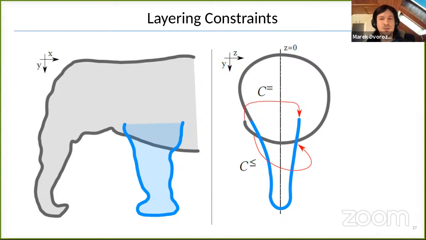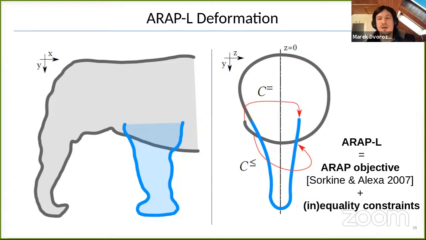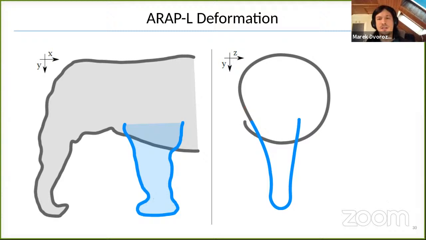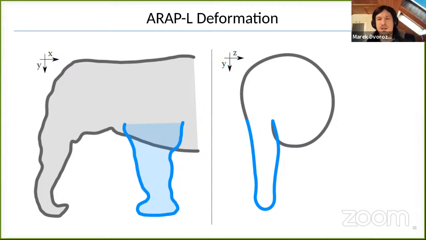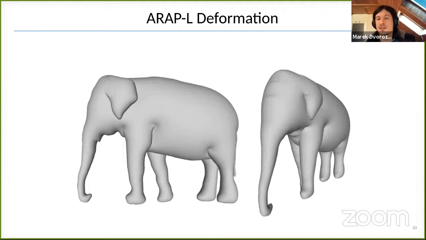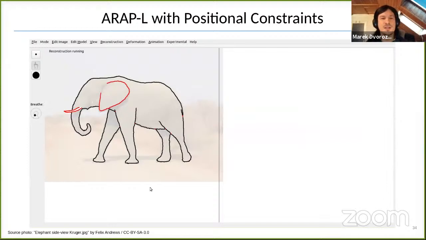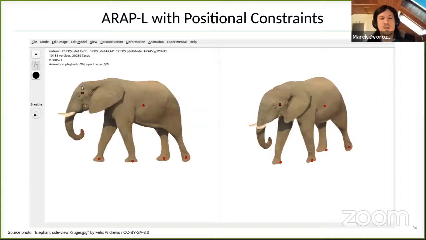So in order to do this, we came up with the ARAP-L deformation model, which stands for as rigid as possible layered, which is basically a combination of the standard ARAP deformation model by Sorkine and Alexa and these inequality constraints. So once we solve this problem, the mesh can look like this from the side view, and it can look like this in 3D. So you can see that the interpenetrations are resolved. A nice thing about this ARAP-L deformation is that it also allows a simple extension with additional positional constraints. In this case, the user may simply add handles onto the model and deform it in ARAP style.